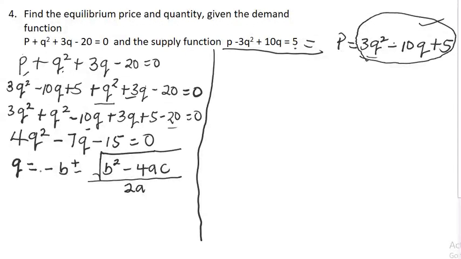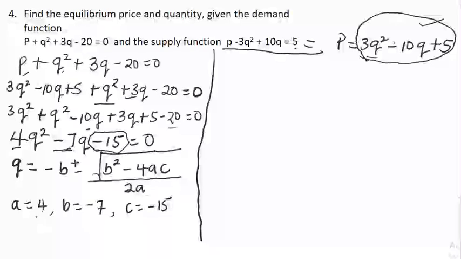Okay, so here, what's the value of a? The value of a is 4. The value of b is minus 7. Let me bring it out. The value of a equals 4, b equals minus 7. Look at it here, minus 7. And the value of c equals minus 15. Now substitute these values into this quadratic formula and then you get your answer. Is that clear? So let's do that.